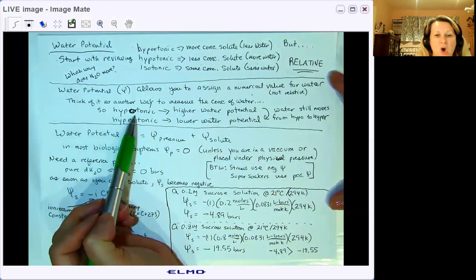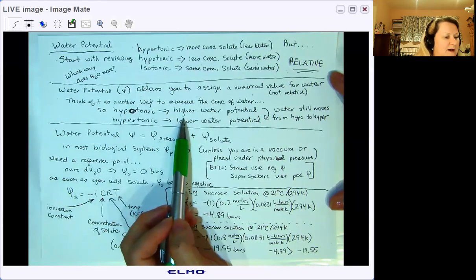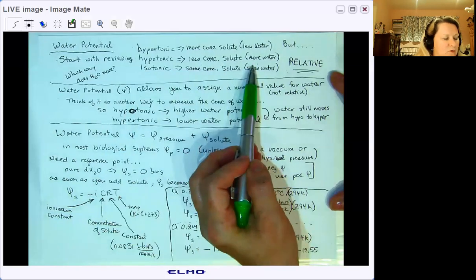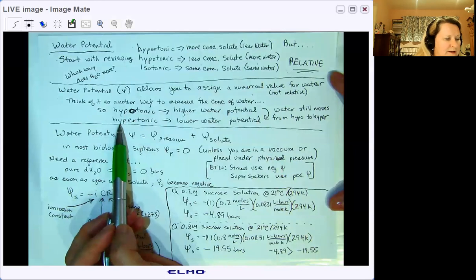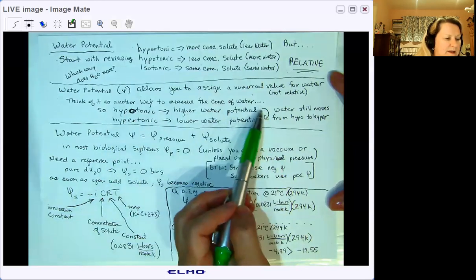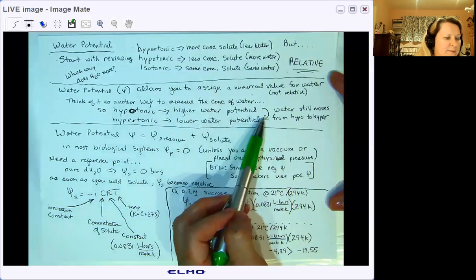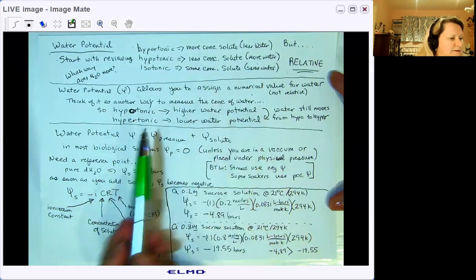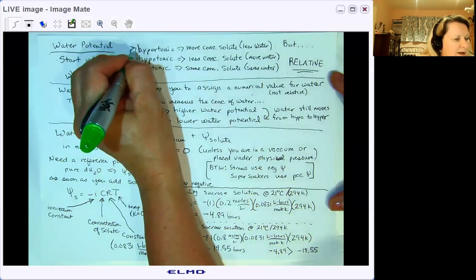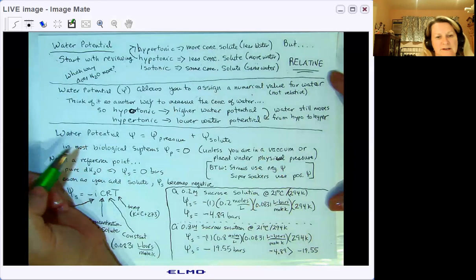So hypotonic, that's an O. Hypotonic means you have a higher water potential because hypotonic solutions have more water. Hypertonic have a lower water potential because you have less water. And water moves from hypo to hypertonic solutions. Just like up here, water moves from hypotonic to hypertonic solutions.